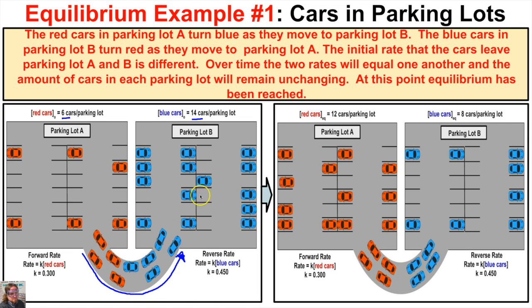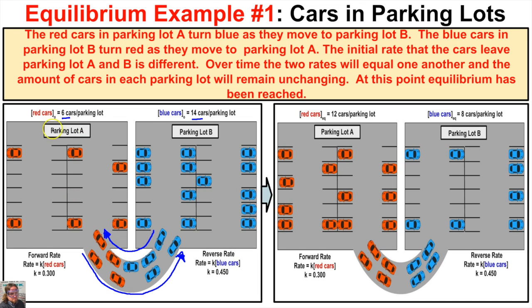What is also happening is that blue cars are going to leave parking lot B, and as they enter parking lot A, they're going to turn red. Furthermore, what we know is the rate. We can figure out the rate at which cars are leaving parking lot A and entering parking lot B, and we know the rate at which cars are leaving parking lot B and entering parking lot A. We can figure out the rate quite simply.